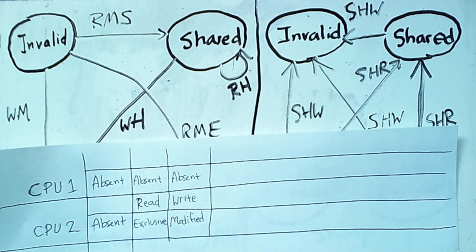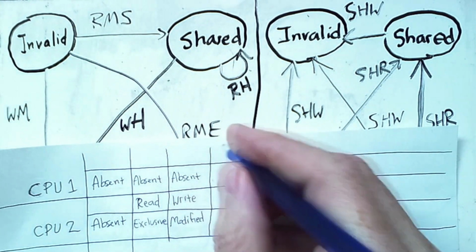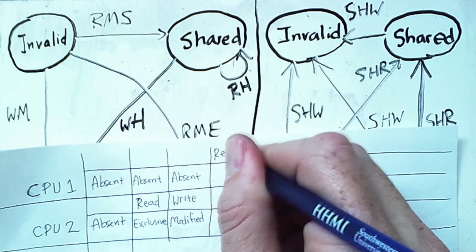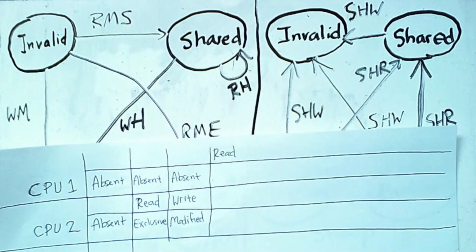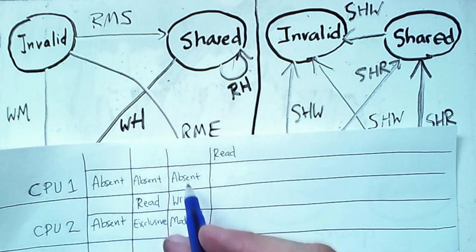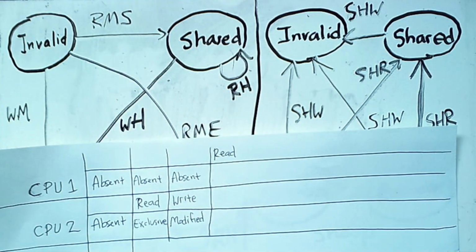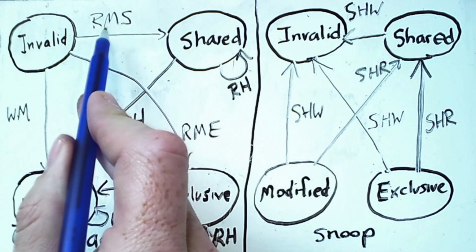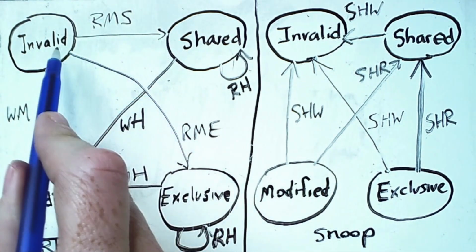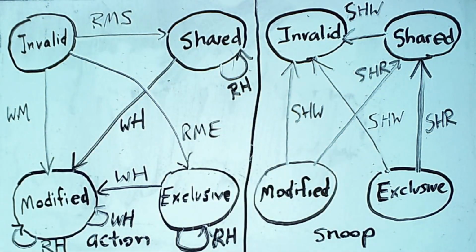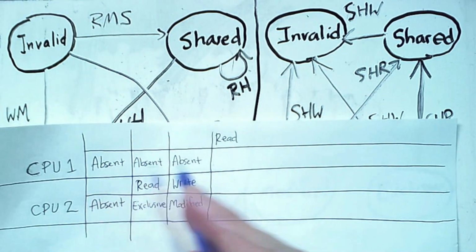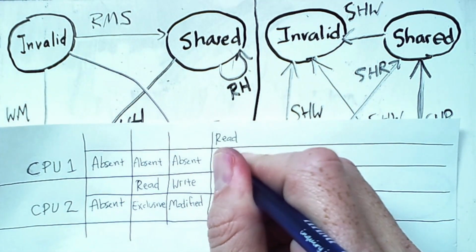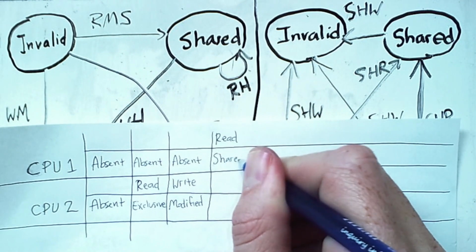But let's say that at this point, CPU 1 issues a read for that same data. So in this case, CPU 1 is the initiator, and it's going from absent, which is like being invalid, and it's doing a read. But when it does that read, the data exists elsewhere. So it is a read miss shared. So CPU 1 will have that data in a shared state.